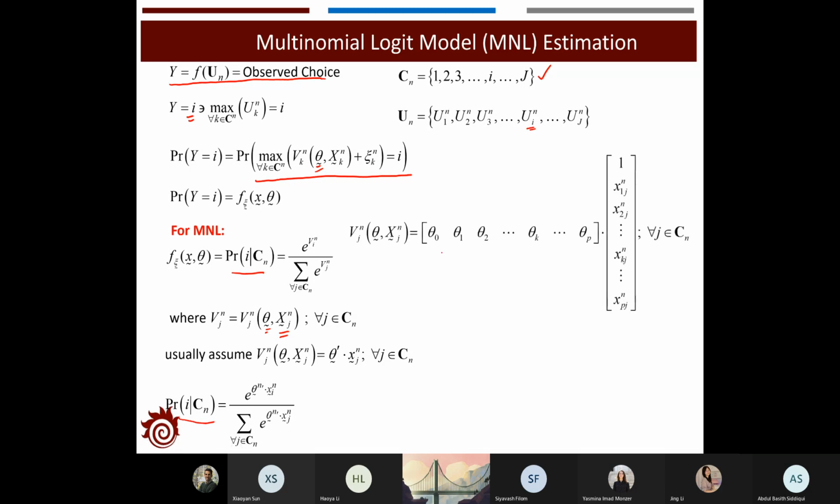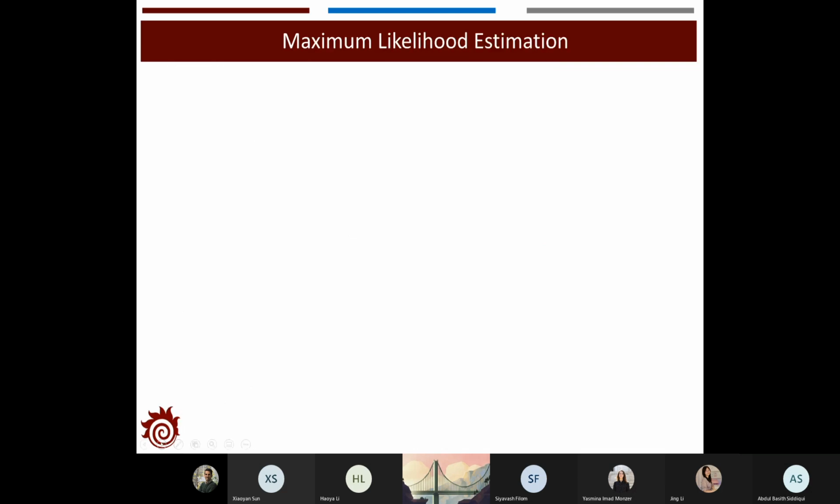Where vj can be read into the matrix format, and it can be further expanded as theta 0 plus theta 1 times x1j plus theta 2 times x2j, and so on up to theta k times xkj. So this is the linear expression we assumed for the deterministic utility. And now we have to apply the maximum likelihood estimator to find the optimal values of theta.